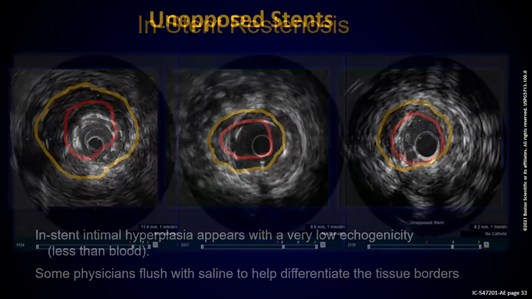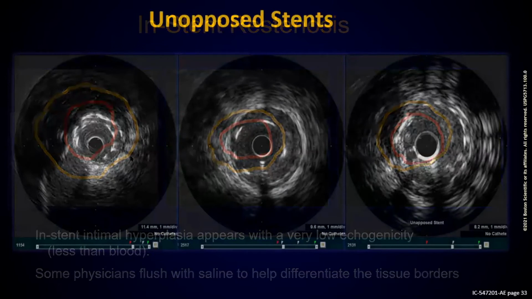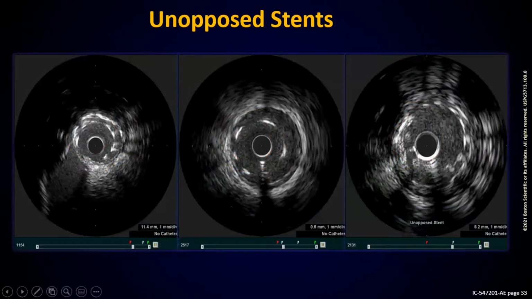And this is just an example of unopposed stents. You could see that the stent is a rather small size in a big artery. That has resulted in complete unopposition of the stent struts. And then on the right-hand side panel, despite the high pressure dilatation, the stent remains unopposed.